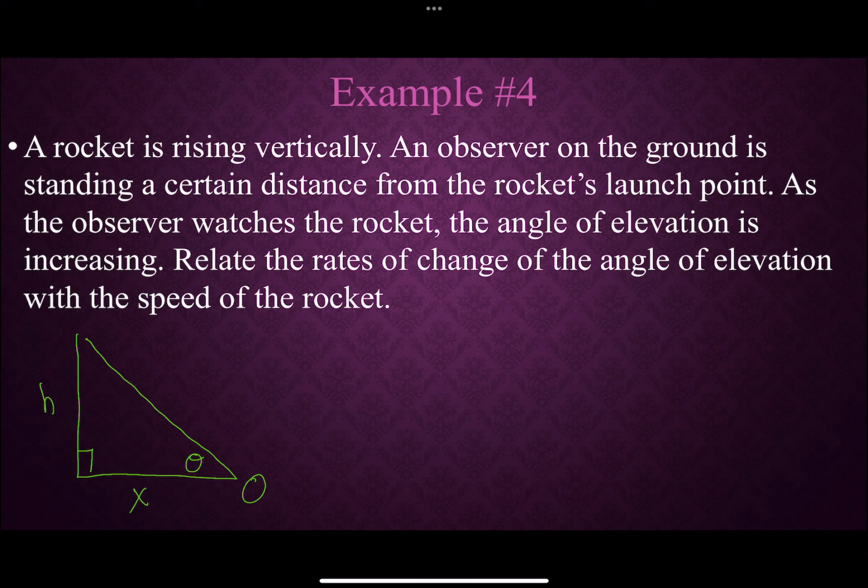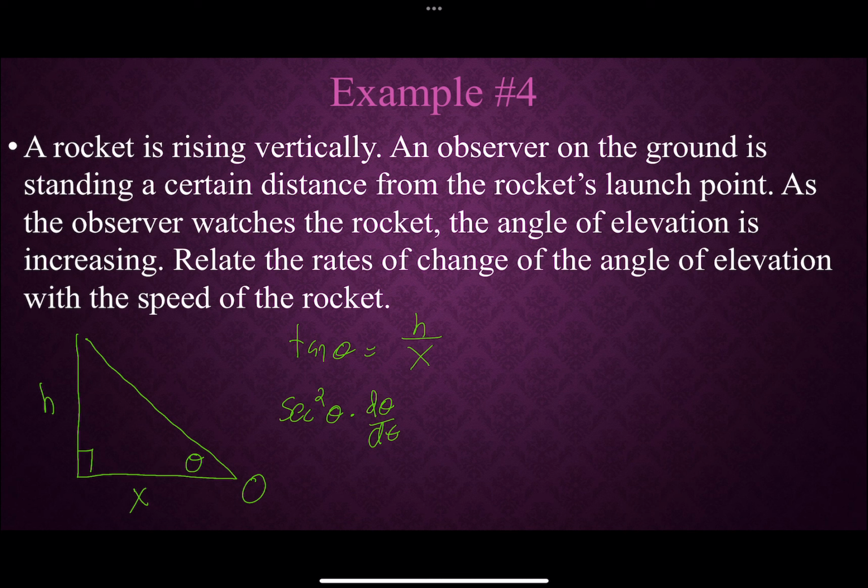So we don't know anything about the actual distance the observer is from the rocket, we have its horizontal distance. That's what it's talking about, the rocket's launch point. So we're going to use x and h, which is opposite and adjacent, so this would be tangent. So tangent theta would be h over x. So we do our derivative, tangent becomes secant squared, and with trig derivatives we have to do the derivative of the angle, so that's our d theta dt.